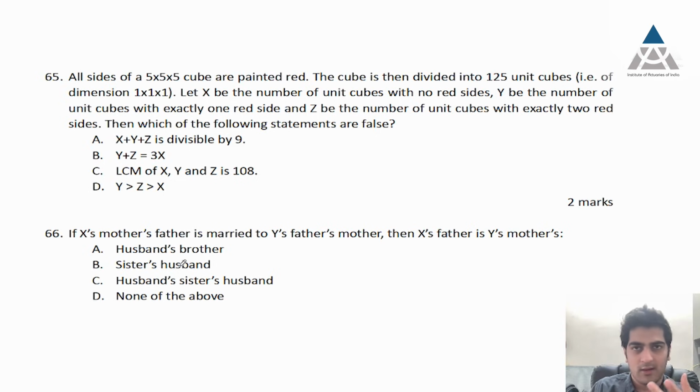So again you have an n cube type of question. So all sides of a 5 by 5 by 5 cube are painted red. The cube is then divided into 125 unit cubes. Let x be the number of unit cubes with no red sides. Y be the number of unit cubes with exactly 1 red side. Z be the number of unit cubes with exactly 2 red sides. Then which of the following statements is false?